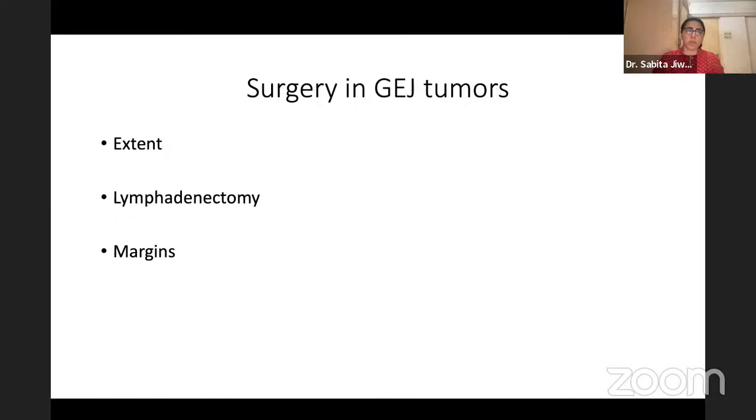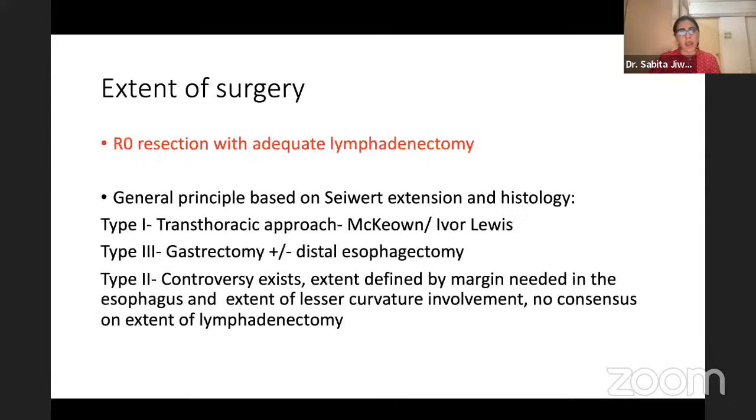The neoadjuvant approach, the perioperative approach, the adjuvant approach can all be discussed in a multidisciplinary meeting, but the surgery has to be decided by the surgeon who is going to definitely treat this patient. So like our examinee said, do a staging laparoscopy before starting the systemic or the neoadjuvant treatment. And we have to always remember that the aim is an R0 resection with adequate lymphadenectomy. So the general principles of surgery are based on the Siewert extension. That's why the Siewert classification is used more commonly than the other classifications.